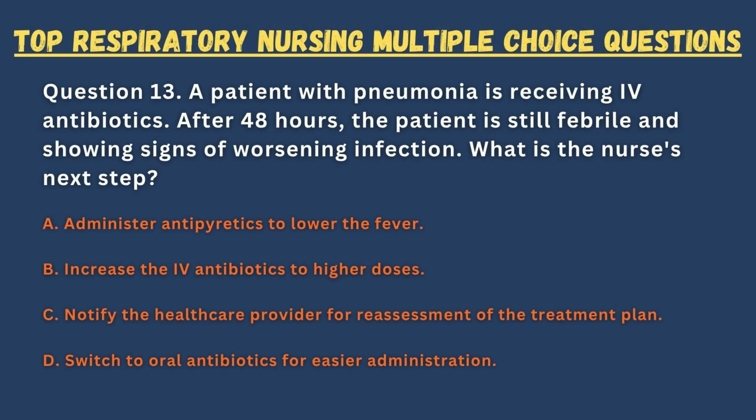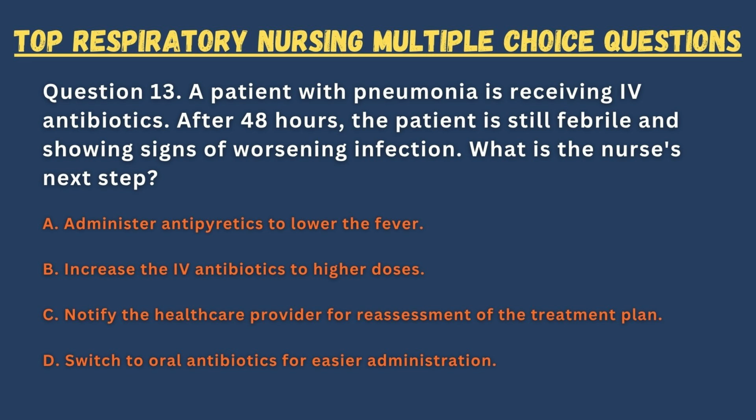Question 13. A patient with pneumonia is receiving IV antibiotics. After 48 hours, the patient is still febrile and showing signs of worsening infection. What is the nurse's next step? A. Administer antipyretics to lower the fever. B. Increase the IV antibiotics to higher doses.